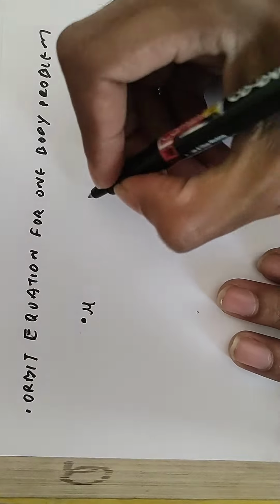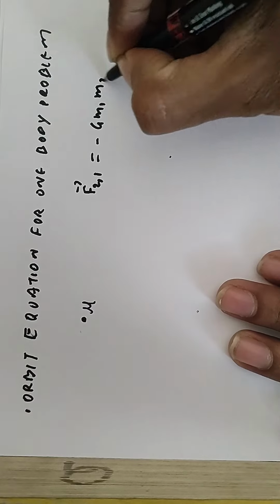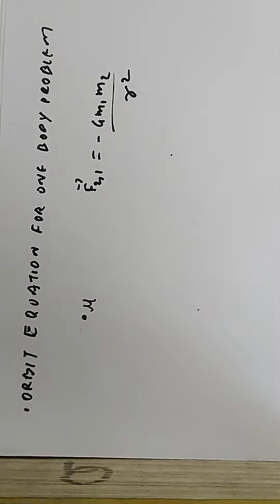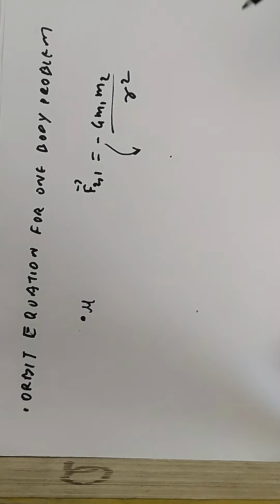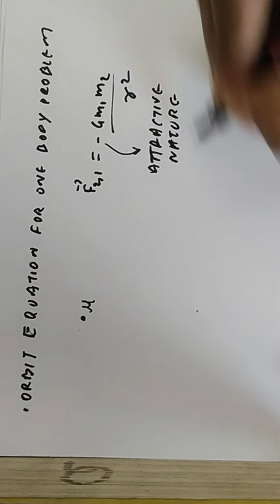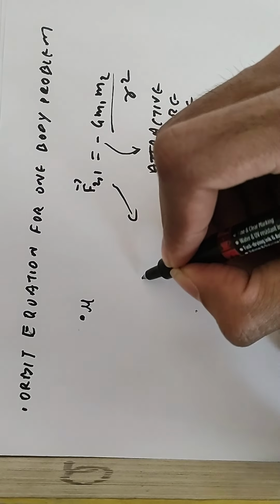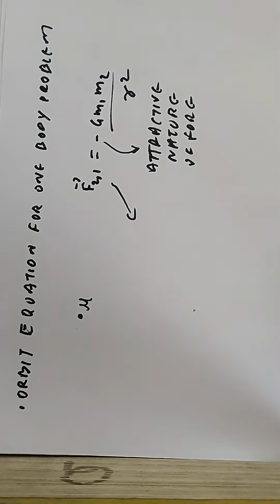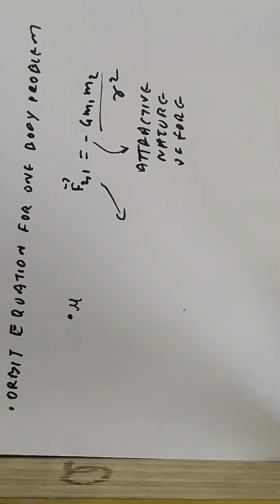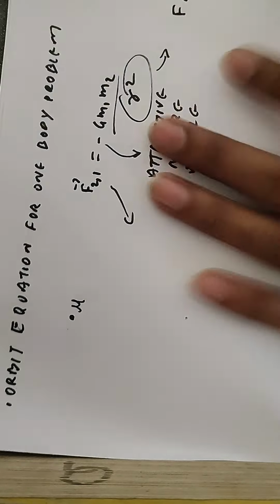So, what do you mean by radially attractive force? A radially attractive force, as I said, is nothing but the gravitational force, minus G m1 m2 upon r square. Now, you need to know that the minus sign here denotes the attractive nature of the force. And as I said in the last lecture, this is read as the force on body 2 due to 1. And here is an r square. Remember that it's the inverse square law.